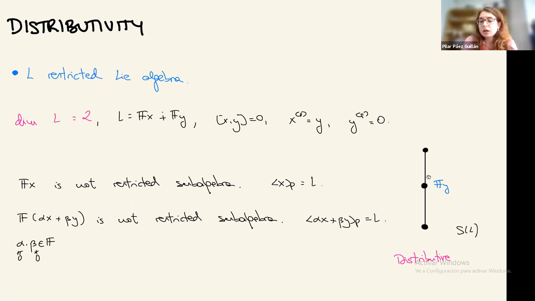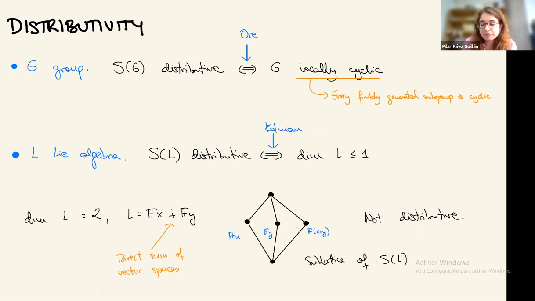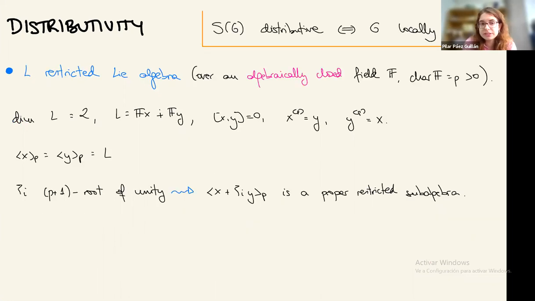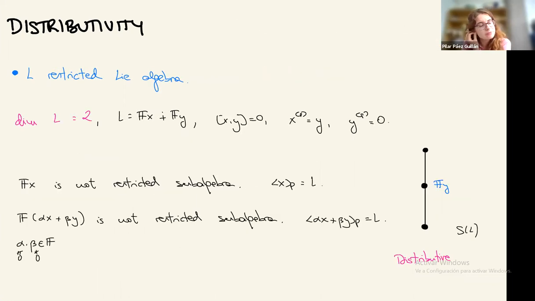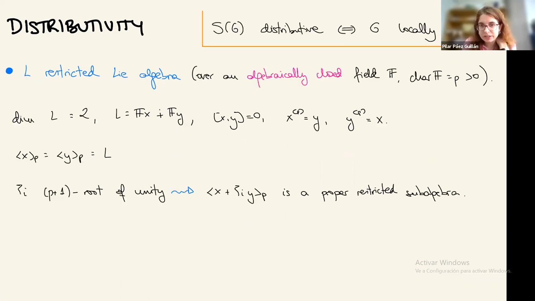So we see that for restricted Lie algebras, this problem won't trivialize as it happened with Lie algebras. And also the next question: you said before that for groups we have this characterization, distributive if and only if locally cyclic. Can we aspire to have something similar for restricted Lie algebras?